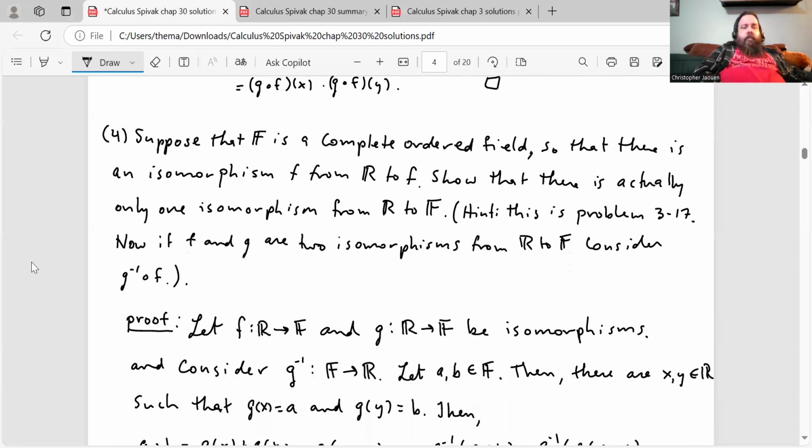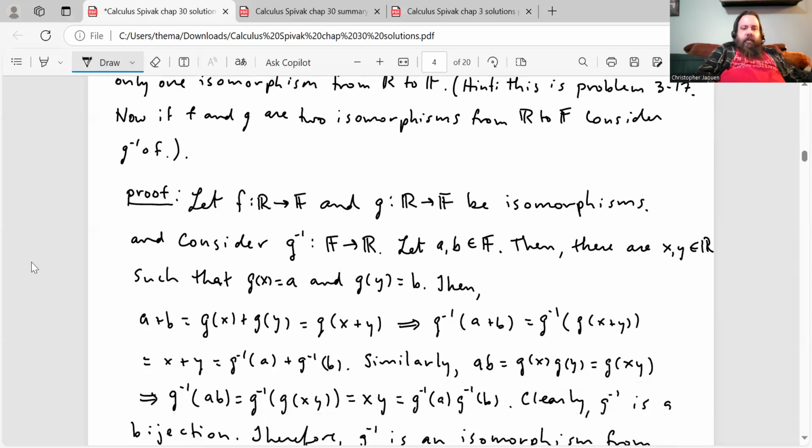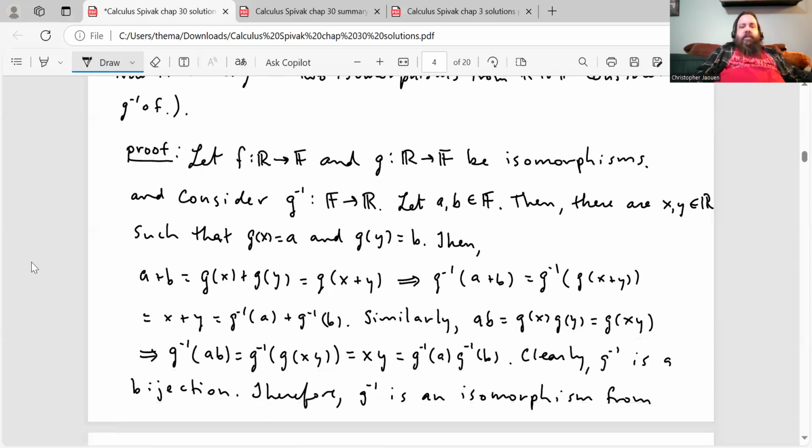Okay, question number 4, suppose that F is a complete ordered field so that there is an isomorphism F from R to F. Show that there is actually only one isomorphism from R to F. Hence, this is problem 317. He says, now if F and G are two isomorphisms from R to F, consider G inverse composed with F. All right, so let's do that here.